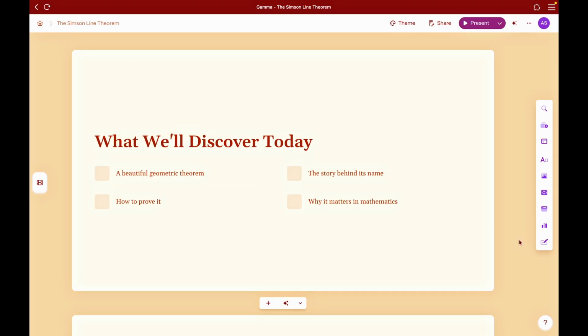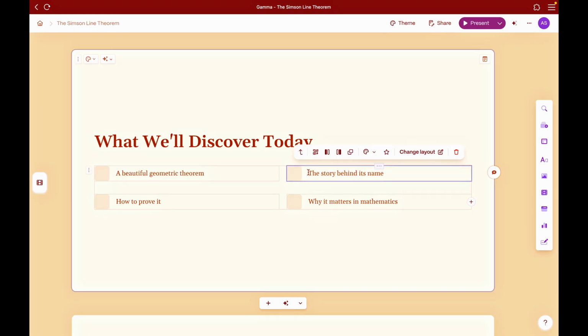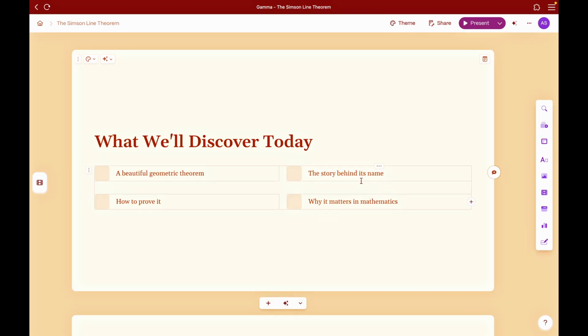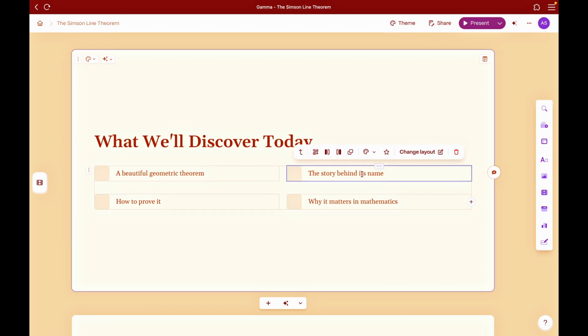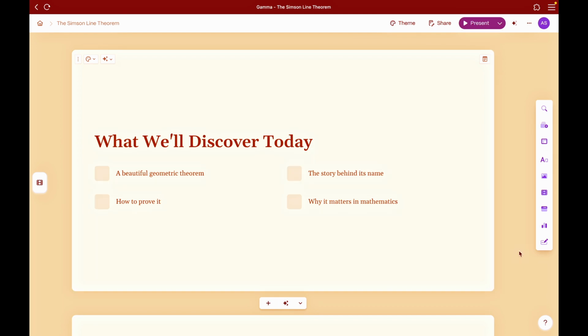Today we're going to discover a very beautiful geometric theorem, the story behind its name, how to prove it, and why it matters. How to prove it and the theorem itself, this is stuff we have been covering, same with why it matters in mathematics. But the story behind its name, I actually think it's very interesting, and I want to say a few things about that too.